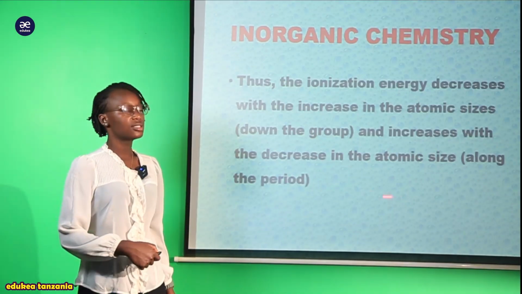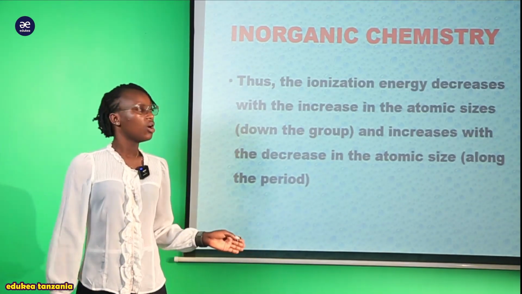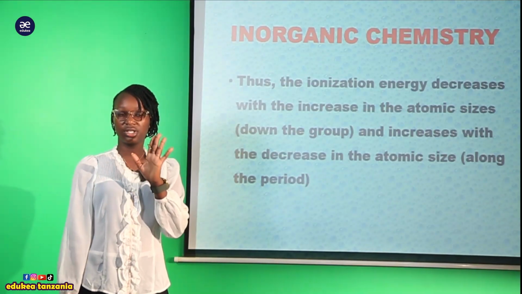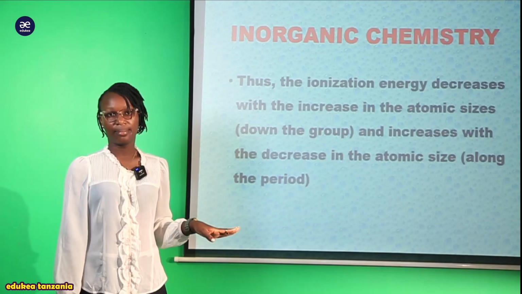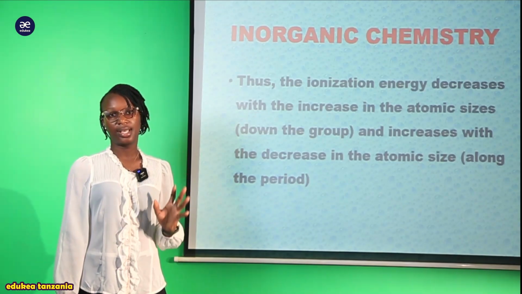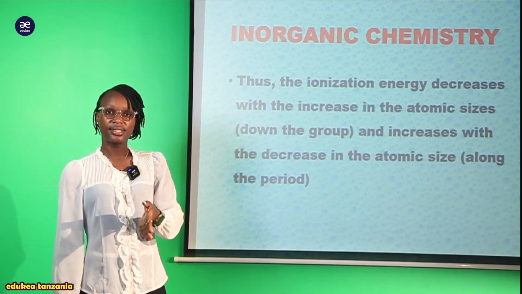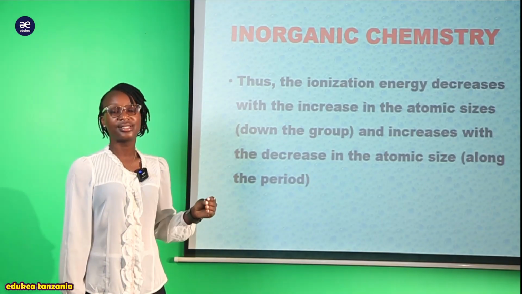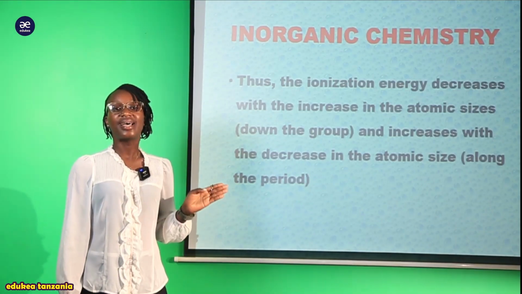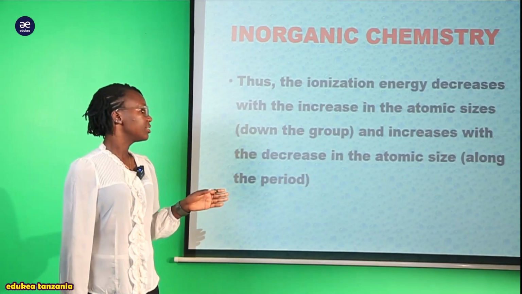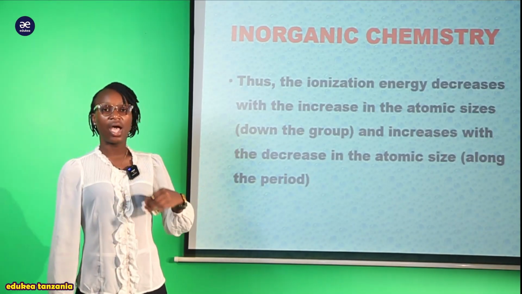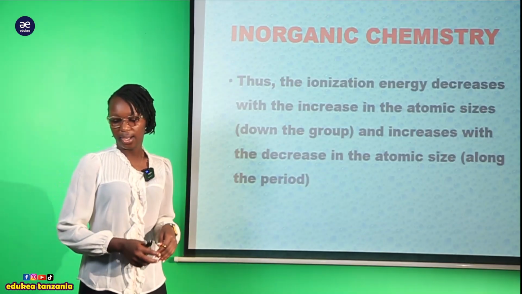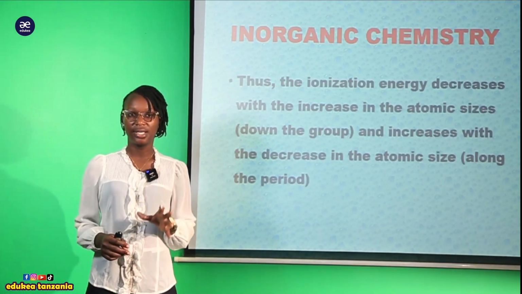And here we are talking simply about the concept of the what? Of the period. Kwa hiyo the trend of the ionization energy is explained in this way by considering the fact of the atomic size. The atomic size increase, you can see that the ionization energy decrease, and this is down the what? Down the group. But as the atomic size decrease, you can see that the ionization energy tend to increase, and this is along or across the period. So I hope that is clear for you.